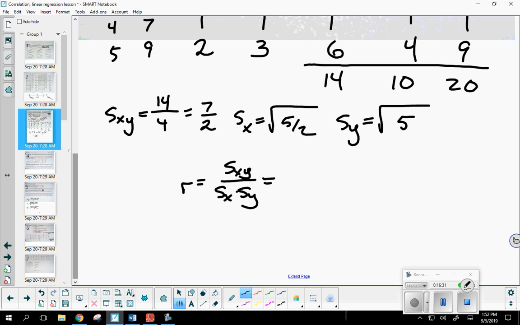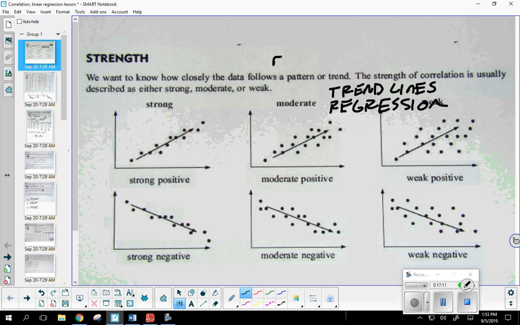Okay. For the covariance, S sub xy, we got 7/2, divided by the standard deviation of the x's, we got the square root of 5/2. I'll just say square root of 2.5, times the standard deviation of the y's, we got the square root of 5. Now all we have to do is figure out what that is. Before I do that, anybody not sure where I got a value from? Anybody confused? Okay, don't worry. There is a point to this.